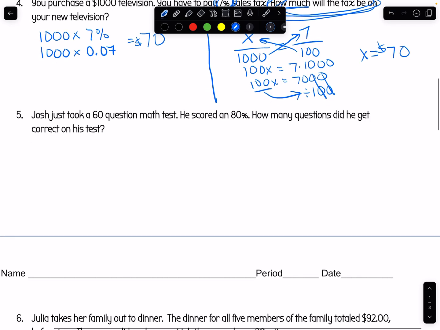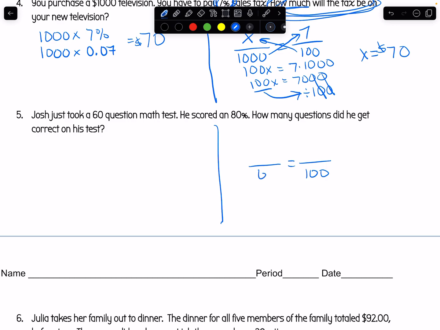Number 5. Josh just took a 60-question test. So that means the total 100% of all the questions is 60. He scored an 80%. Well, that 80 goes with it. I do not know how many questions he got right.